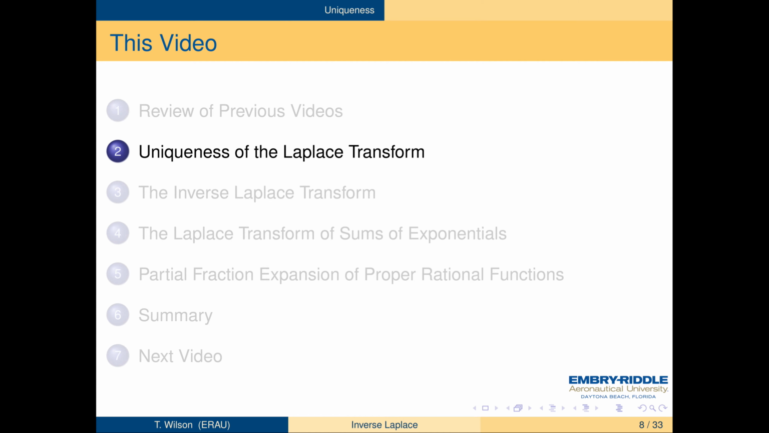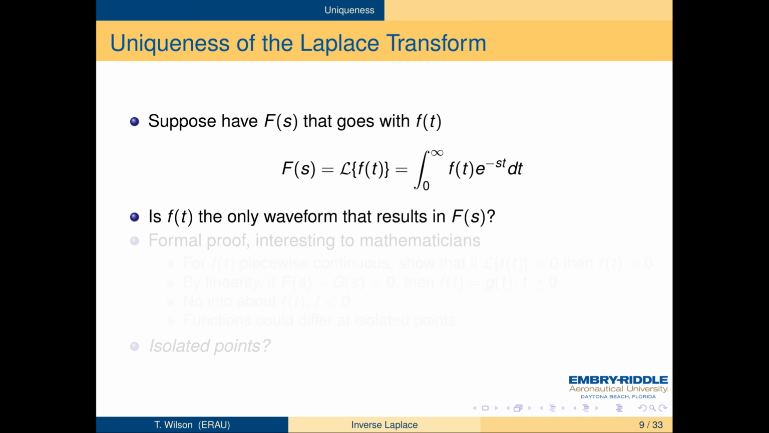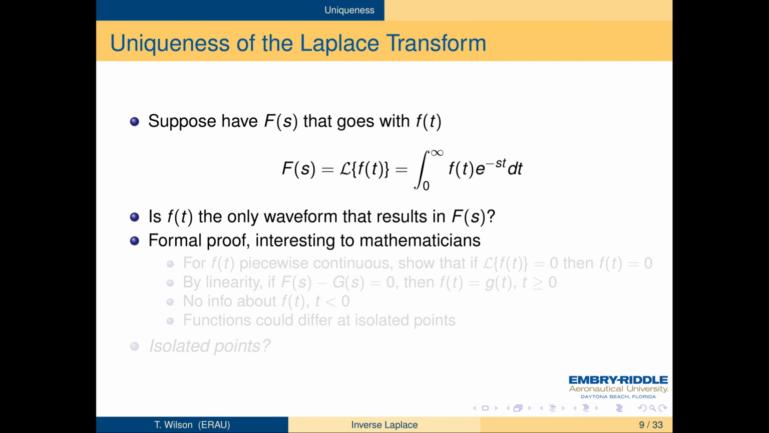Uniqueness of the Laplace transform. Given the definition of the Laplace transform, how do we know that a waveform is the only one with a certain Laplace transform? It turns out that the uniqueness of the Laplace transform can be proven, although that is a proof more interesting to mathematicians than it is to engineers.